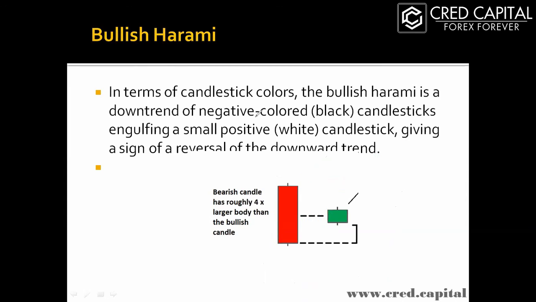In terms of candlestick color, the bullish harami is in a downtrend with a negative black color. Here I've taken it as the downtrend, meaning this one is a sell candle and this one is a buy candle. So the negative black candlestick engulfs a small positive white candlestick. Here we can see what is engulfing whom: the long white, which we can consider as red, the large red.